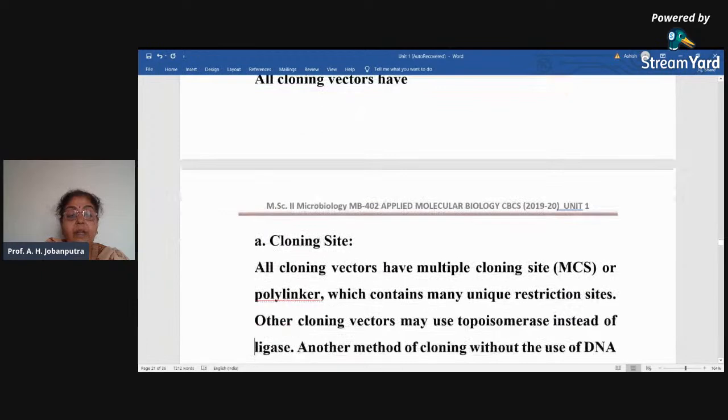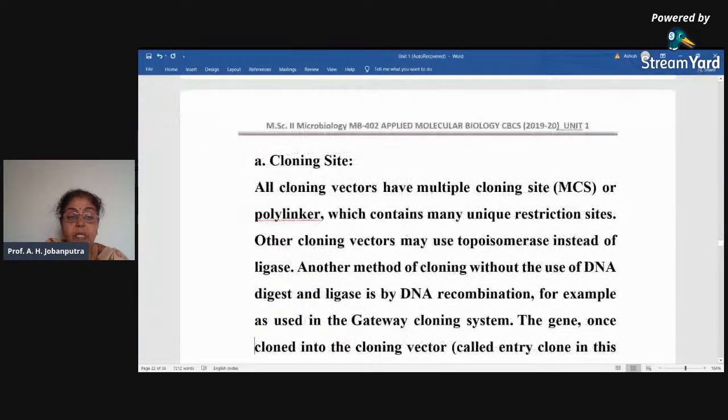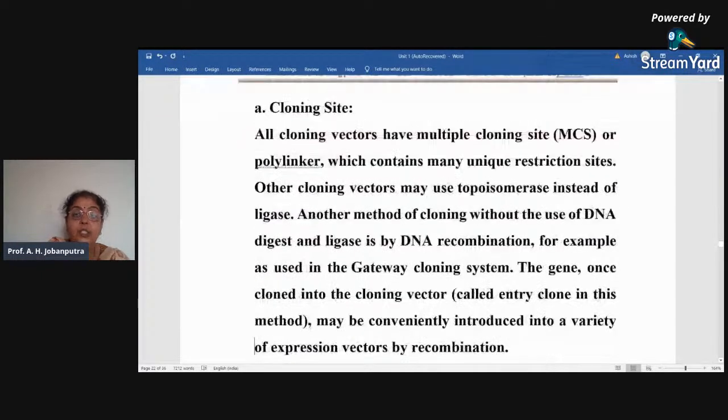All the cloning vectors, it is very compulsory that they should follow these properties: they should have multiple cloning sites or polylinkers. If there are no cloning sites, then there should be provision for polylinkers to be attached, so that we can cut there with a restriction enzyme. Cloning vectors may use topoisomerases instead of ligases.